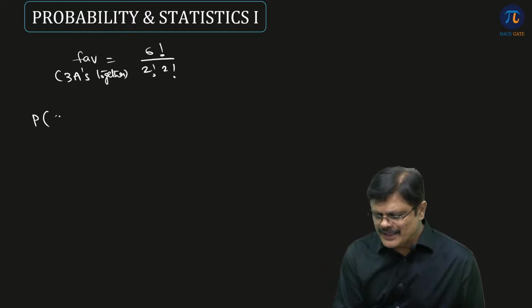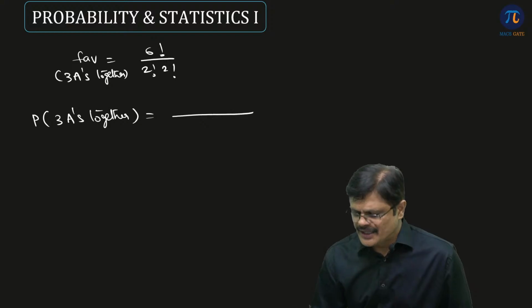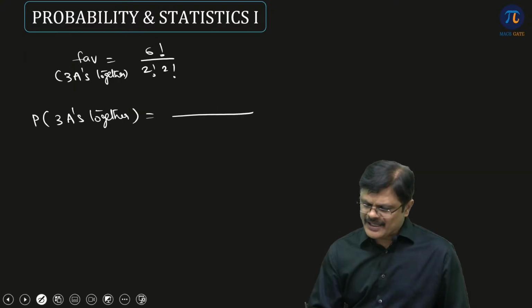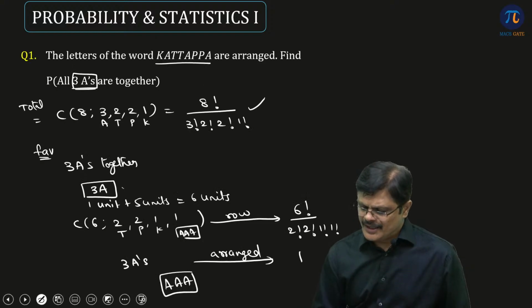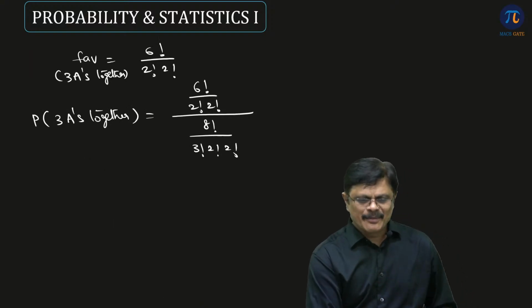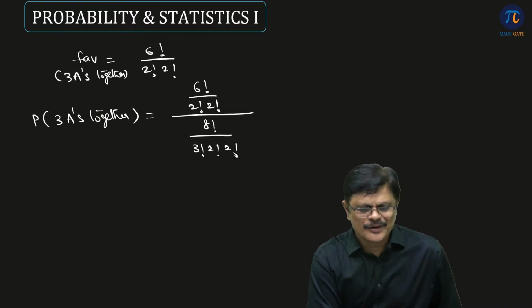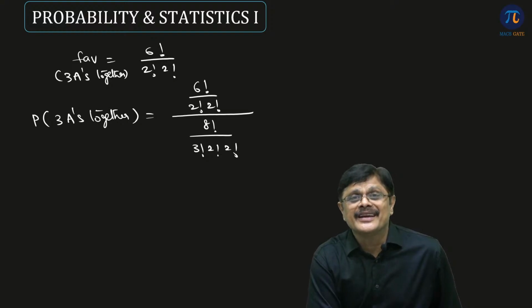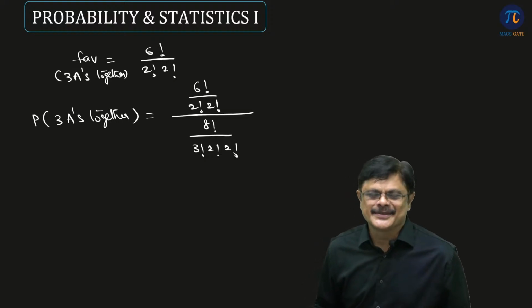So what is the probability that the 3 A's are together? Denominator is total, numerator is favorable. Favorable is 6 factorial by 2 factorial into 2 factorial. Denominator is 8 factorial by 3 factorial into 2 factorial into 2 factorial. Simplify to get the required answer. You try to simplify this to get the required answer. Am I clear? So that is the idea, my dear friends.